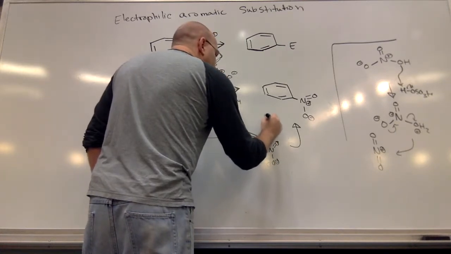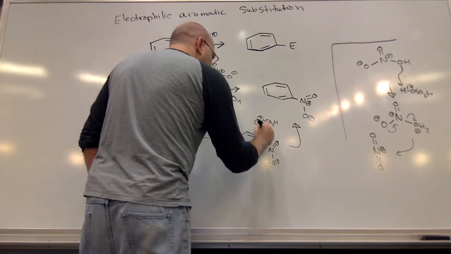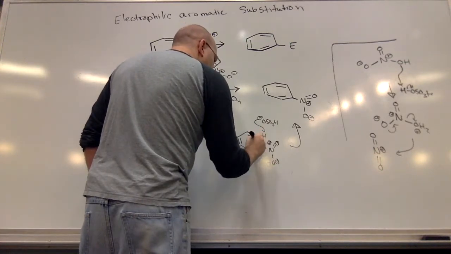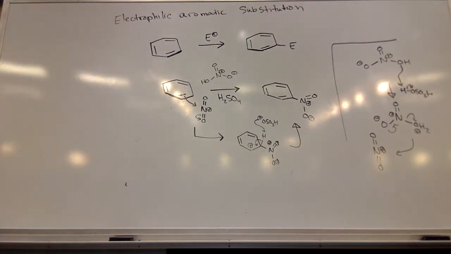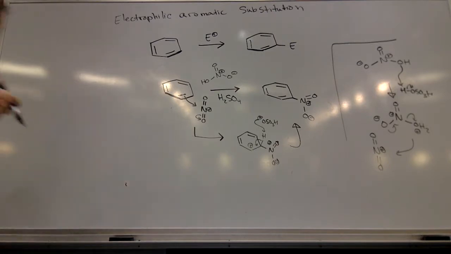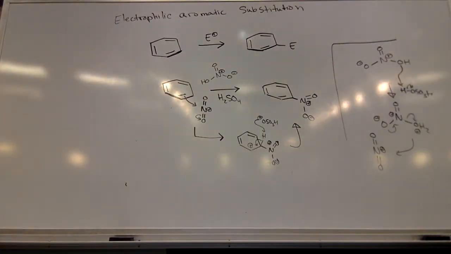Maybe we can do the SO3 minus to get to that nitro group. So 5 reactions. Every single one of these 5 reactions was the same thing, right? Chlorine, activate the chlorine with AlCl3. Bromine, activate the bromine with FeBr3.